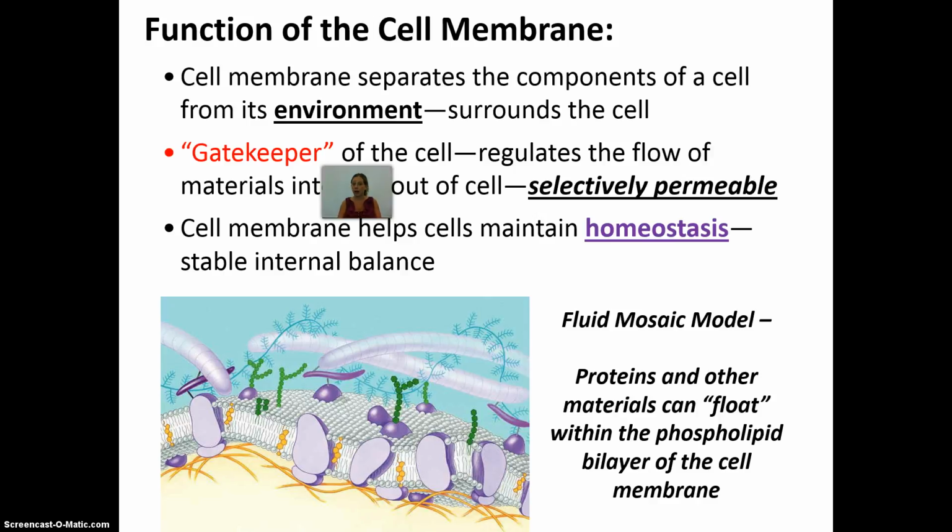So the cell membrane's job is therefore to maintain homeostasis, that stable internal environment, that balance. So that is one of your blanks there. Helps maintain homeostasis within the cell. And then this idea that we have this phospholipid bilayer where things can float and sort of move within the phospholipid bilayer, that's called the fluid mosaic model. So if you look at our picture of the cell membrane here, we've got things embedded within the flexible double membrane of the cell membrane. So that is the fluid mosaic model, that proteins and other materials can float within the phospholipid bilayer of the cell membrane. It's a very fluid and flexible cell structure.